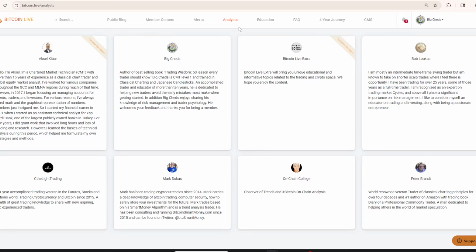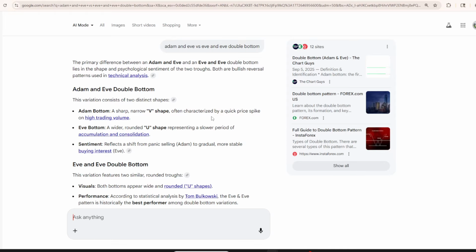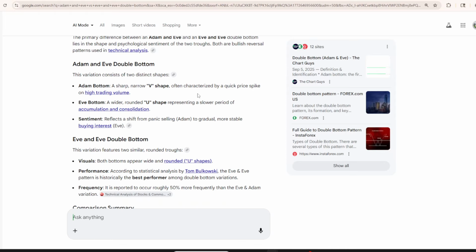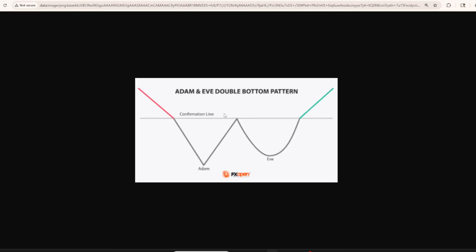For today's lesson, we're going to talk about Adam and Eve, Adam and Adam, different types of double bottoms. Here is an Adam and an Eve, the sharp bottom for the Adam and the rounding bottom for the Eve.